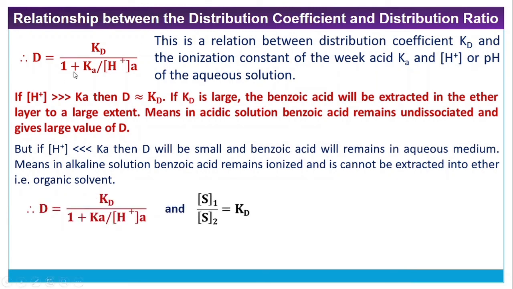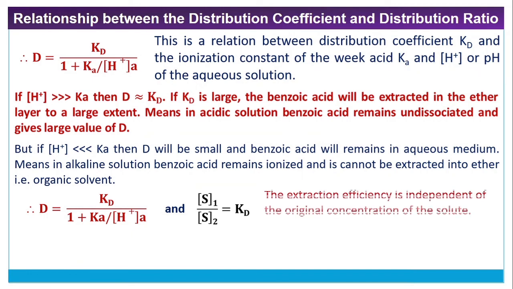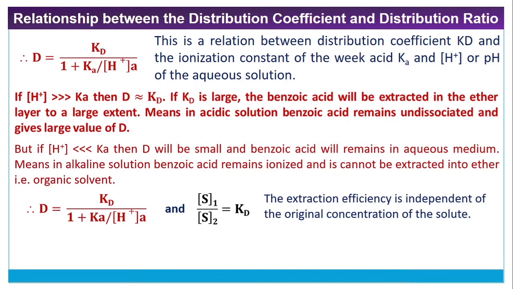This is the formula: distribution ratio is equal to Kd divided by 1 plus Ka divided by the H plus ion concentration, and Kd is the distribution coefficient, that is, the concentration of substrate in solvent 1 divided by the concentration of substrate in solvent 2. So it is clear that the extraction efficiency is independent of the original concentration of the solute. This is one of the important features of the solvent extraction technique.